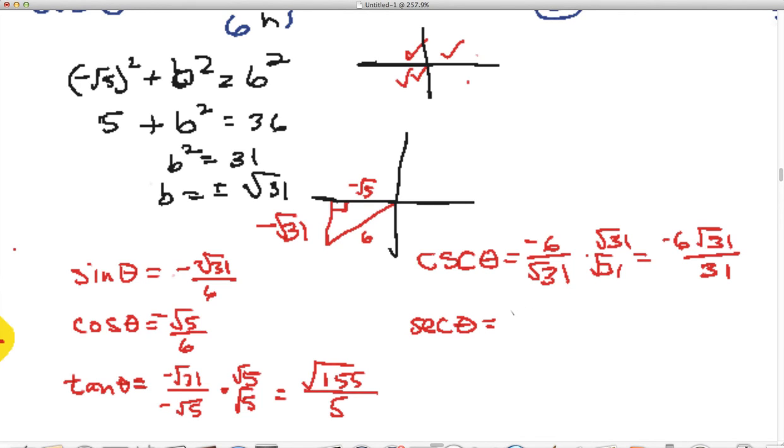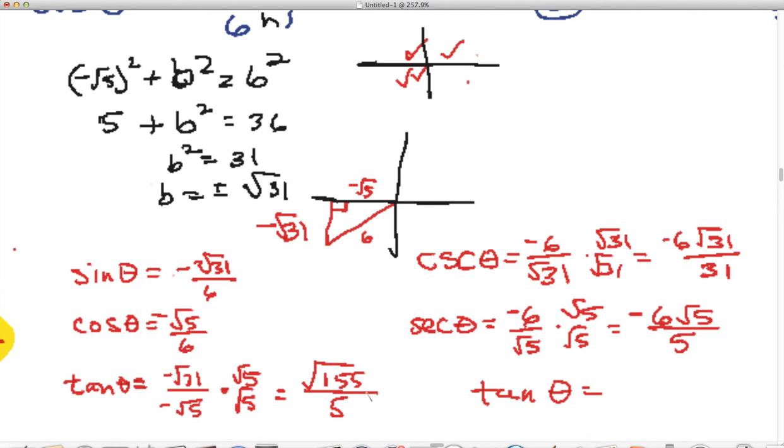So we have secant theta is going to be negative 6 over root 5, which then, after we rationalize, is going to be negative 6 root 5 over 5, and then tangent, if I flip that one, remember the negatives canceled. So those would be your answers there, and I'll highlight them just so you can see them.